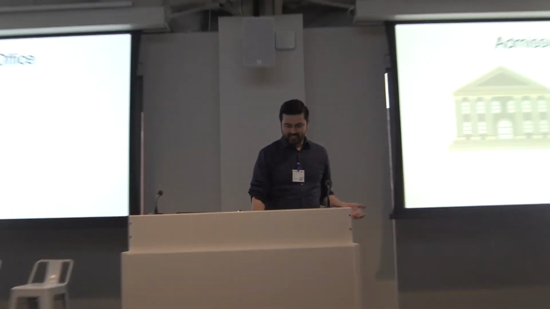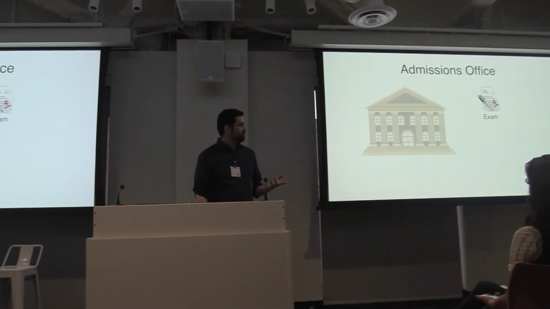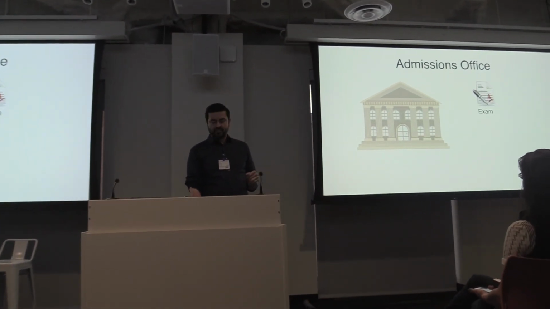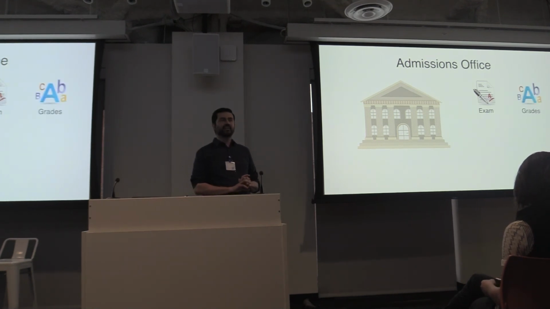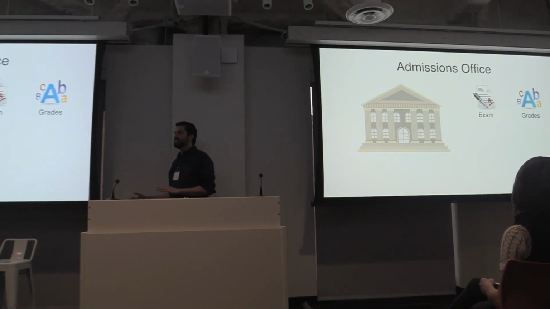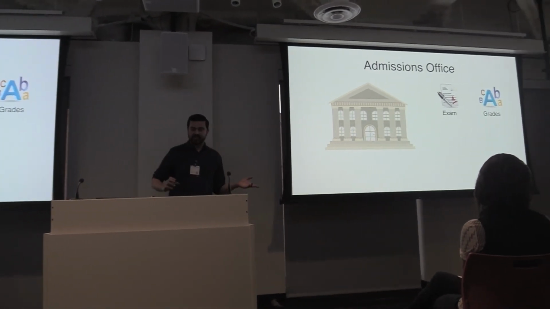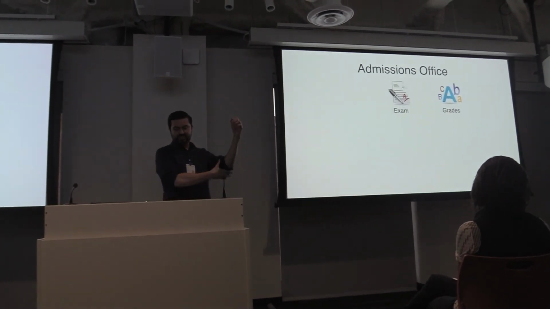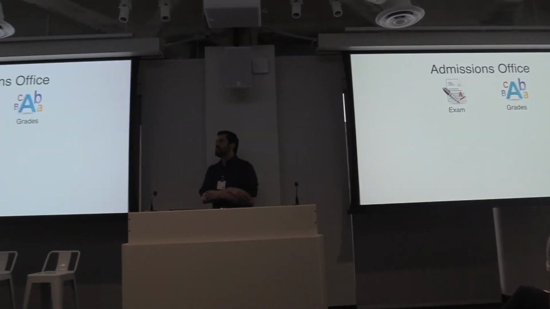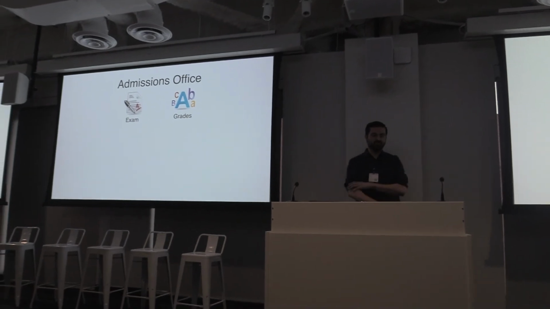So let me go with an example. Any questions so far? Okay. So let's go with an example. An example is we have an admissions office in a university, and we want to automatize everything. And so we start with an exam. We have two pieces of information. We have an exam and grades, and we want to decide if we accept students or if we reject them. So with our two pieces of data, we're going to create a rule to accept them or reject them.